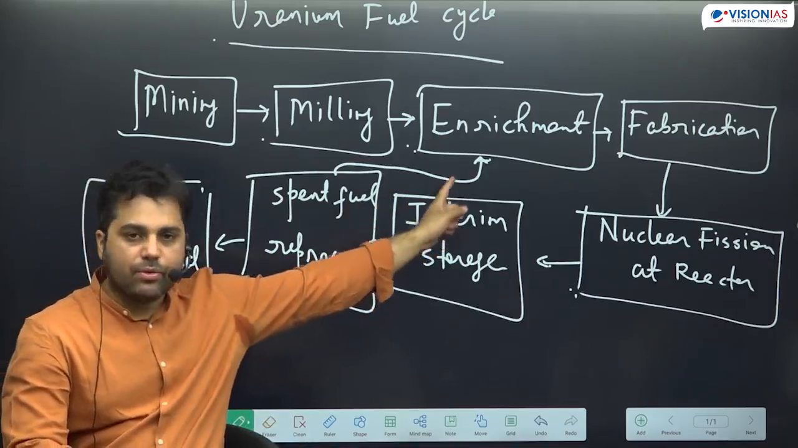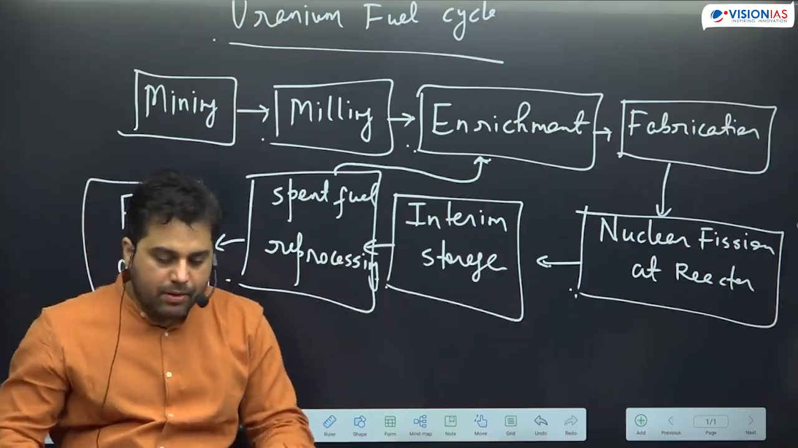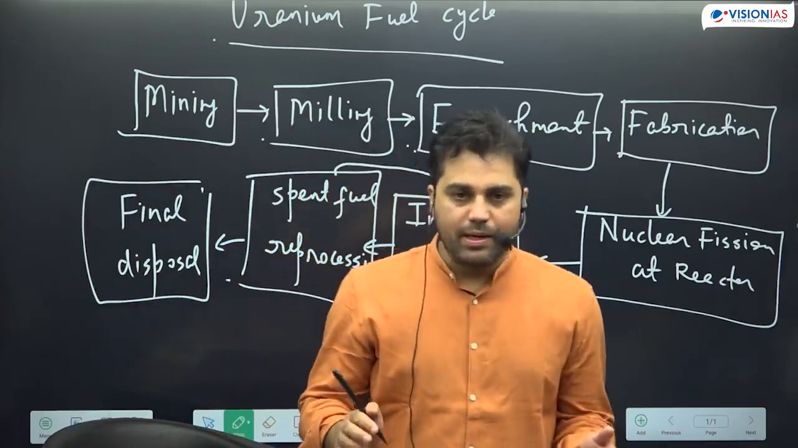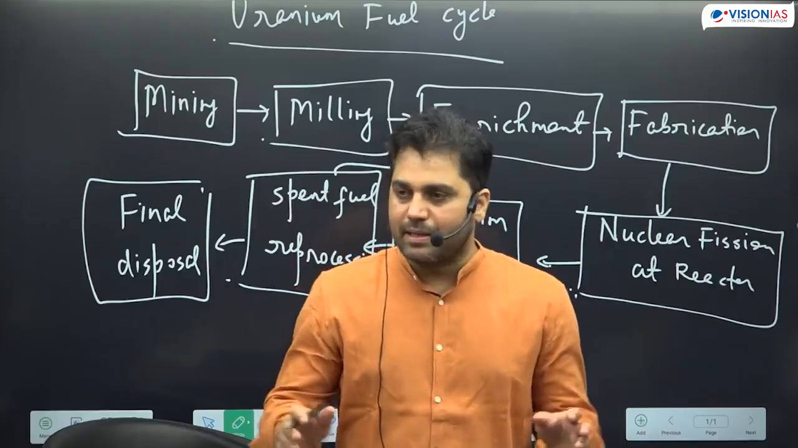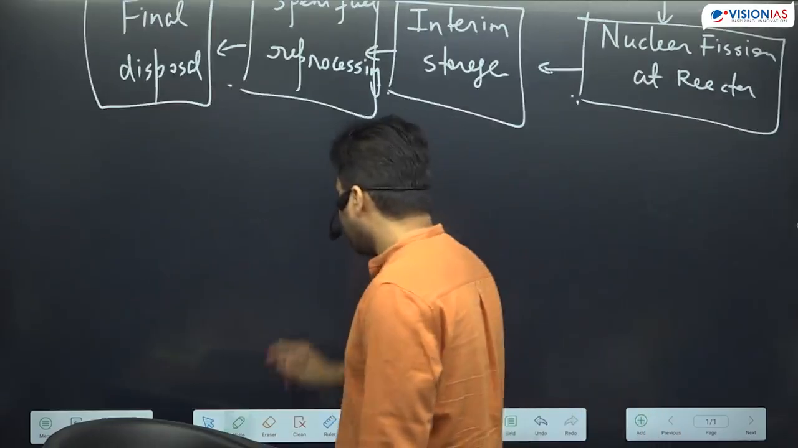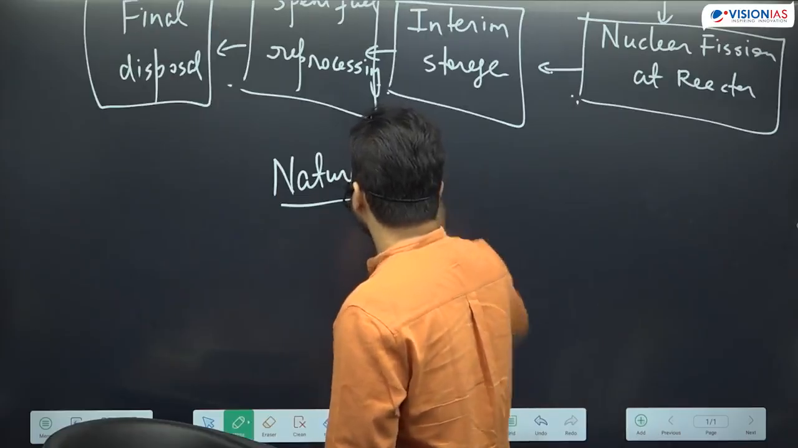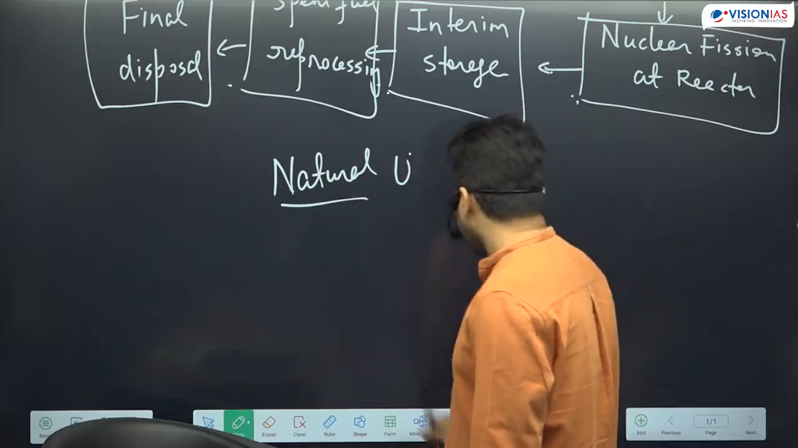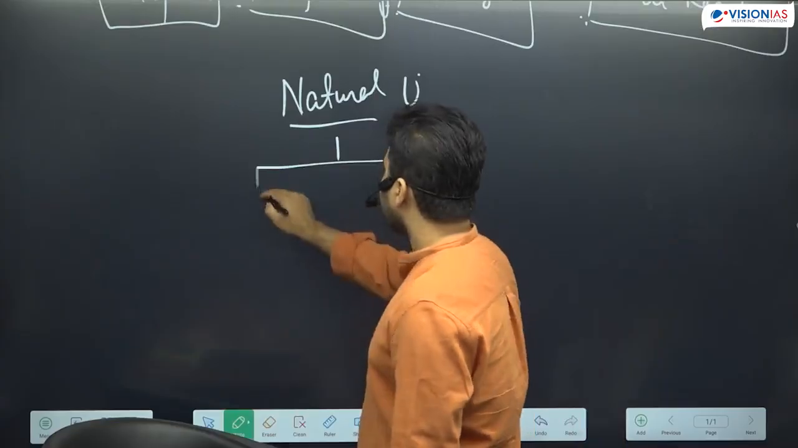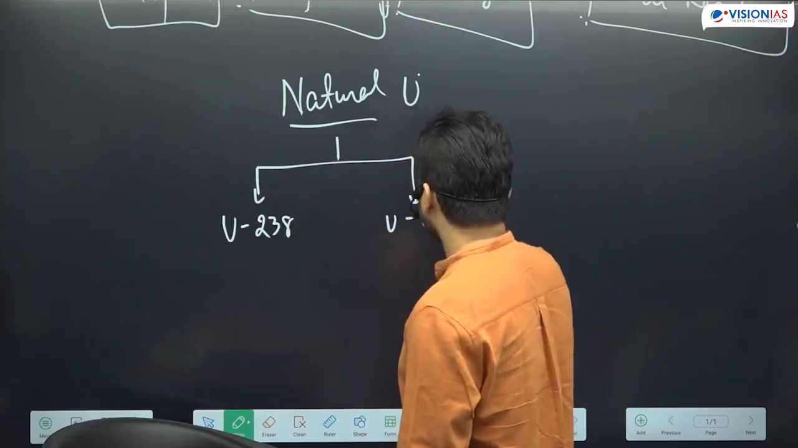Now enrichment is one of the most important steps in this nuclear fuel cycle. I told you that uranium is not a rare mineral. It is in abundance. The problem is, the natural uranium which we have recovered from nature will comprise two isotopes of uranium: uranium-238 and uranium-235.